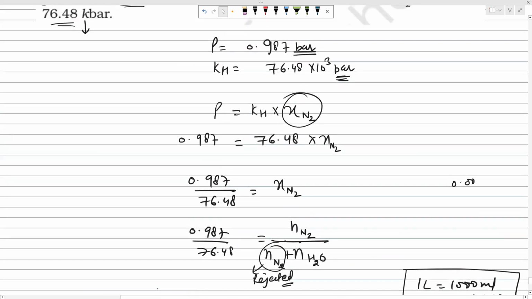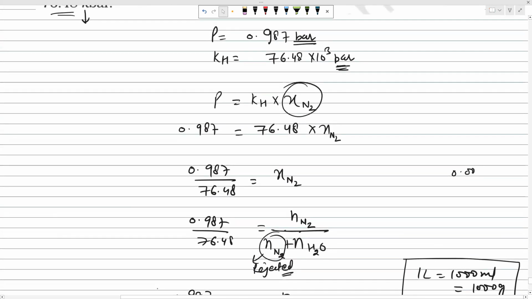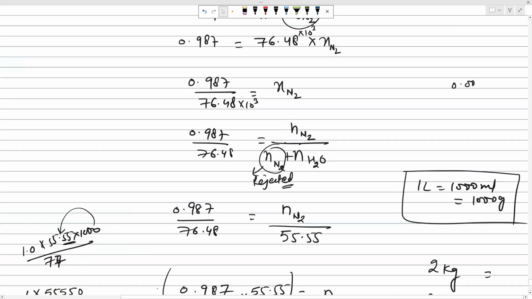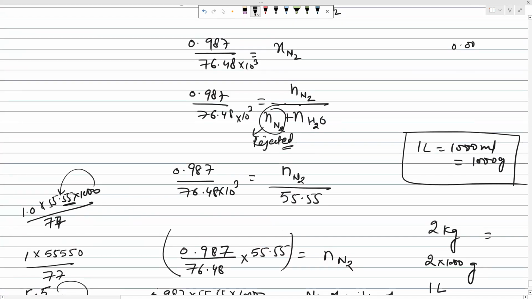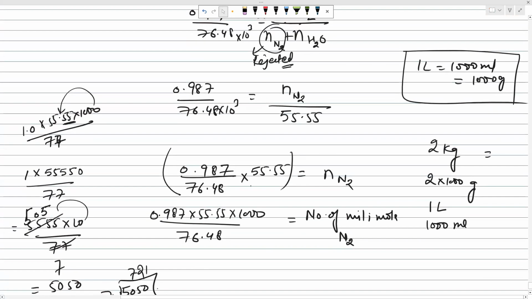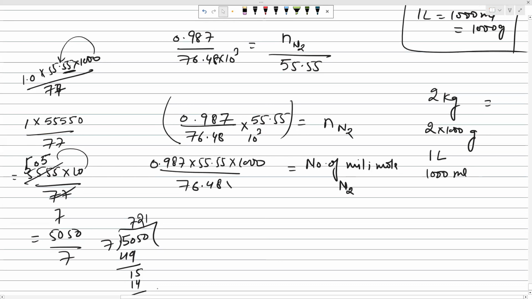One thing I have missed here. I just forgot to write this value 10 raised to the power 3 everywhere. So here it will be 10 raised to the power 3 everywhere. Just do a correction into 10 raised to the power 3 here, here, here, and here. Or you can write 1000. So this 1000 and 1000 will get cancelled out.